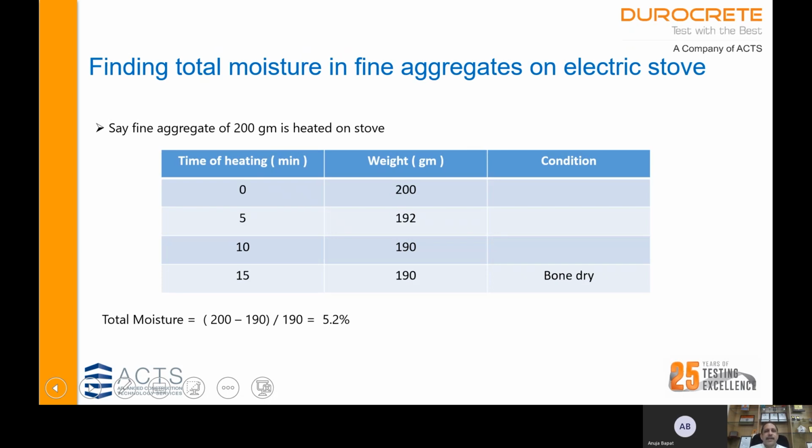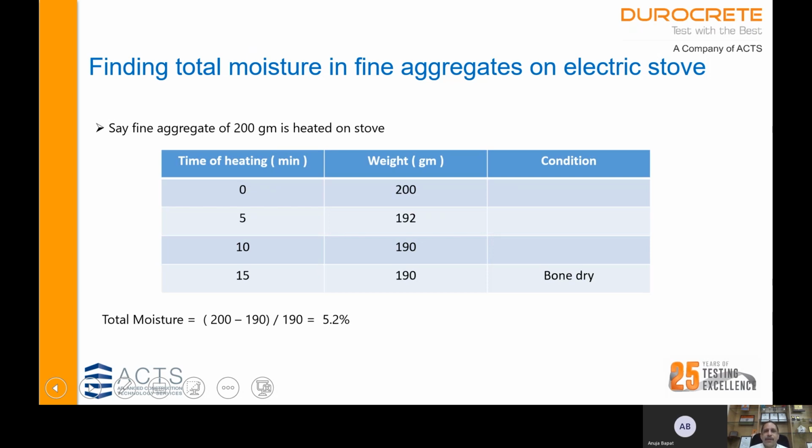Just as an example of finding total moisture on an electric stove, take 200 grams of sand or fine aggregate and start heating it. After 5 minutes, we find that the total weight is 192 grams. After 10 minutes, it is 190 grams. And after 15 minutes, it remains as 190 grams. So after 10 minutes, we find that the weight has become constant. So it has reached its bone dry condition.